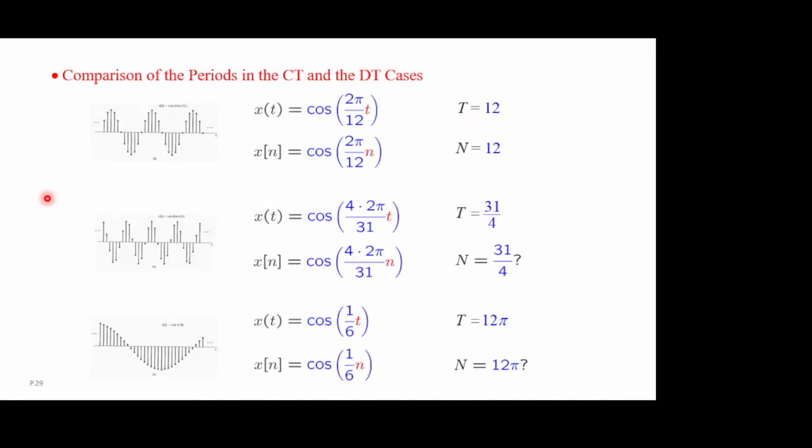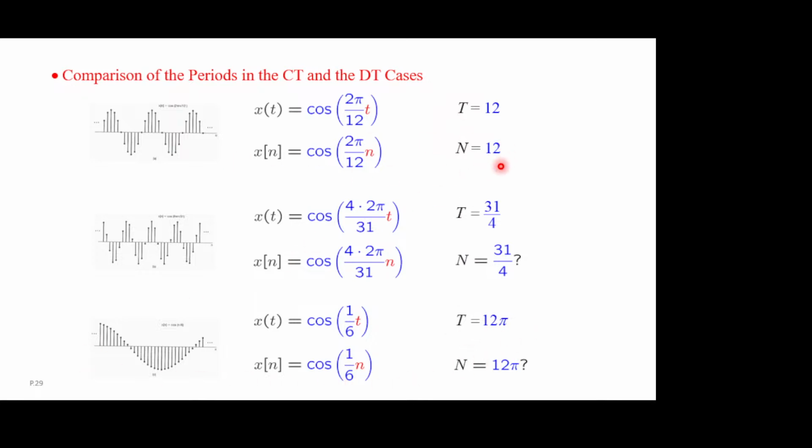We are really short on time, but let's try to run this example and see if people want to answer. So those are 3 functions that we've seen before. Not complex exponentials, sorry: cosine of 2 pi over 12 n, cosine of 4 times 2 pi over 31 n, and cosine of 1 over 6 n. In continuous time, their fundamental periods would be 12, 31 over 4, and 12 pi.